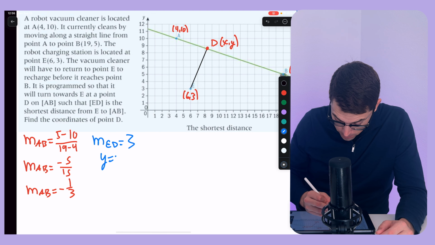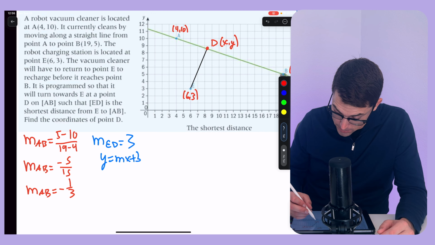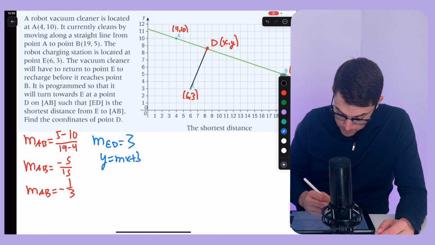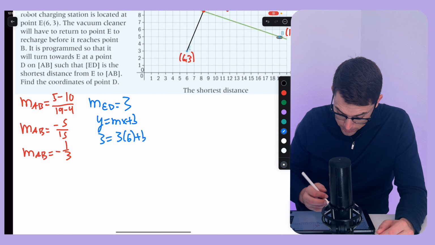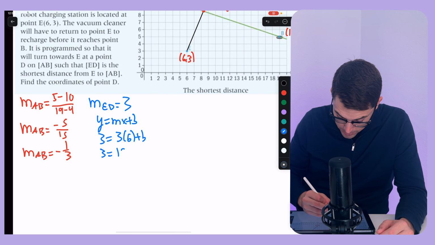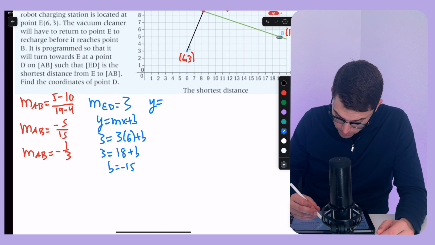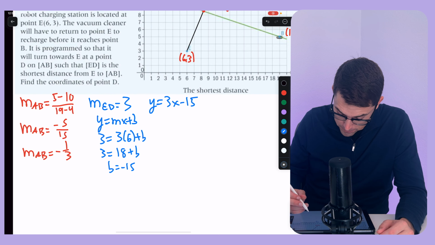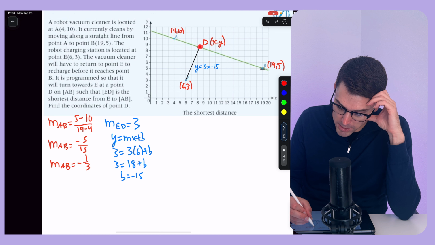So now I can quite easily find the equation of my perpendicular line because I know that y is going to be equal to mx plus b. I know that my m is positive 3. I know that my x is 6 and my y is 3. So let me plug in 3 is equal to m, which is also 3, times x, which is 6, plus b. That's going to be 3 equals 18 plus b. b will be equal to negative 15, meaning that my equation is y is equal to 3x minus 15. So now here is where things might get a little confusing, because I need to figure out what D is, right?